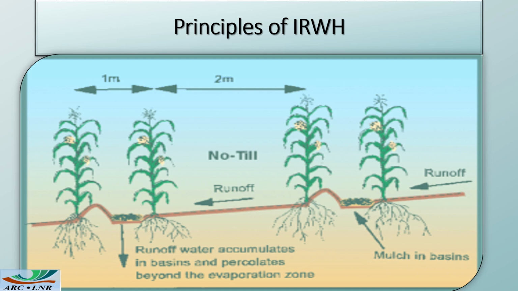This shows you the principles of infield rainwater harvesting, where between the plants there is a 2-meter runoff area. In the basin area, you can also put in mulch to minimize the evaporation that occurs. The runoff water accumulates in basins where it percolates beyond the evaporation zone, where it is then used by the plants.